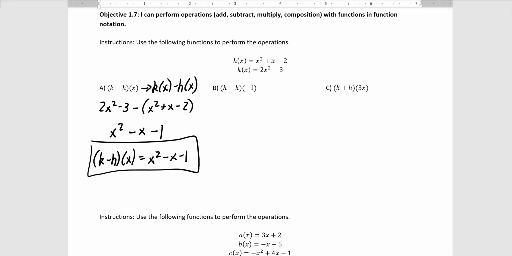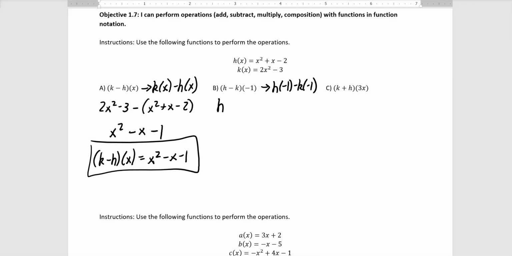And there we go. All right, let's look at letter B, h minus k of negative 1. So, a couple ways to approach this. We can do h of negative 1 minus k of negative 1, or we can do h minus k of x and then plug in negative 1. Since we've already done some h minus k of x, k minus h of x over here, let's go ahead and do letter B in this way. So we'll find h of negative 1 and k of negative 1.